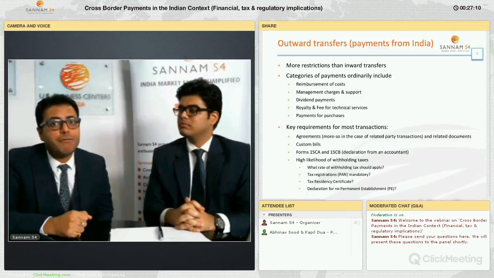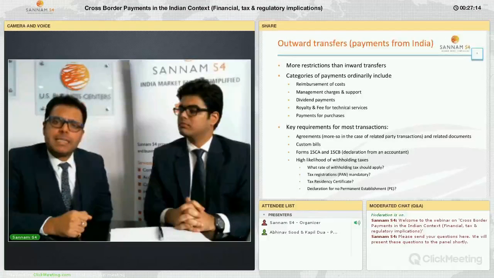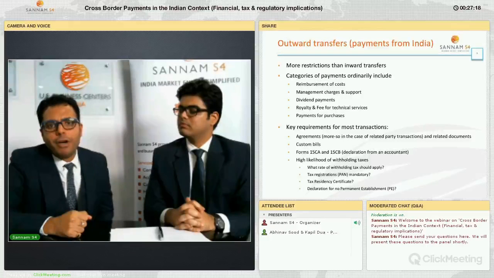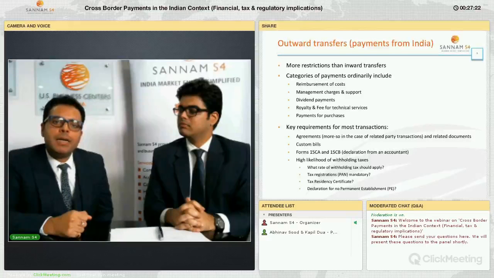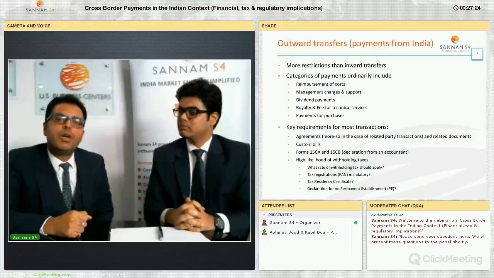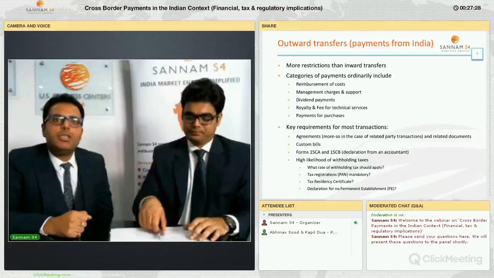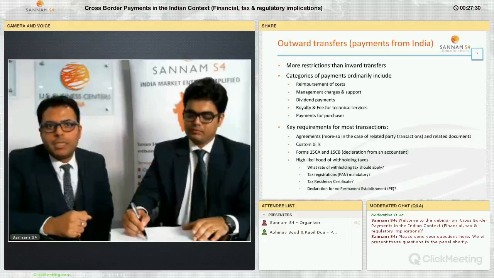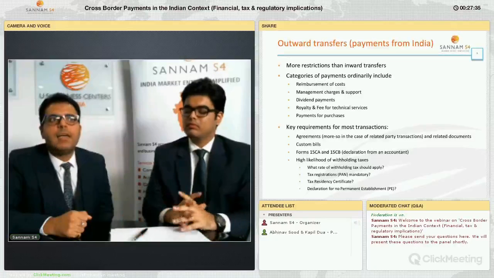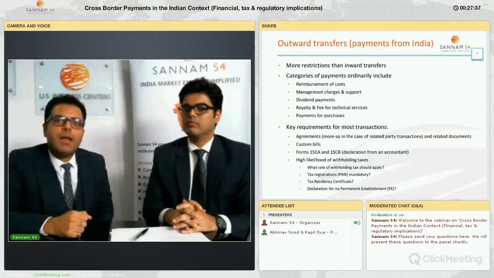Second, tax registration for the foreign party. In India we call it the PAN number, which is a tax number as per the Indian tax requirement. If a foreign company or foreign institution has a PAN number in India, the withholding tax rate goes lower. If you have a PAN number in India, the tax rate goes to 10%. Otherwise, if you don't have the PAN number, it might go up to 20% or 25% in some cases.